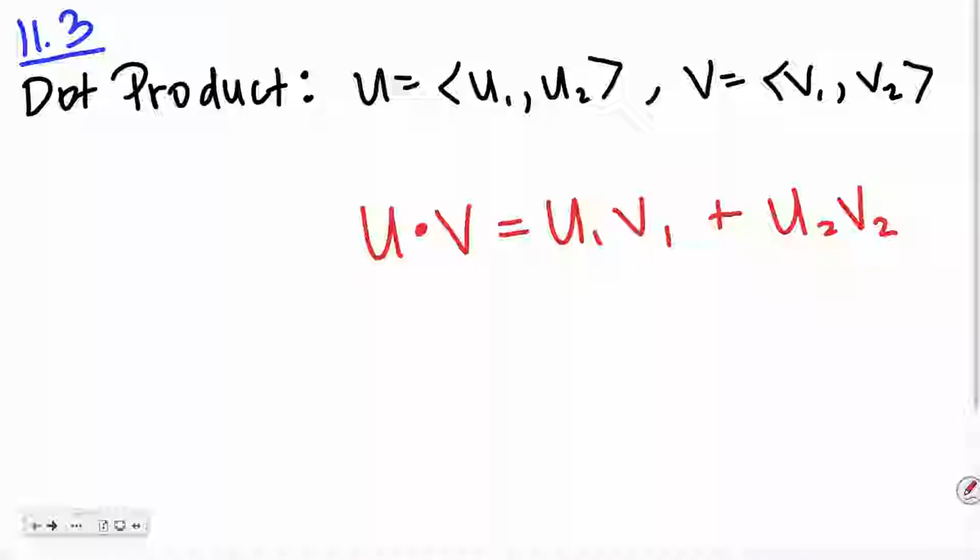So there's 2 ways to multiply vectors, and so we have 2 notations. This is the dot product. When we get into 3 dimensions, we'll talk about the cross product. Both mean multiplication.